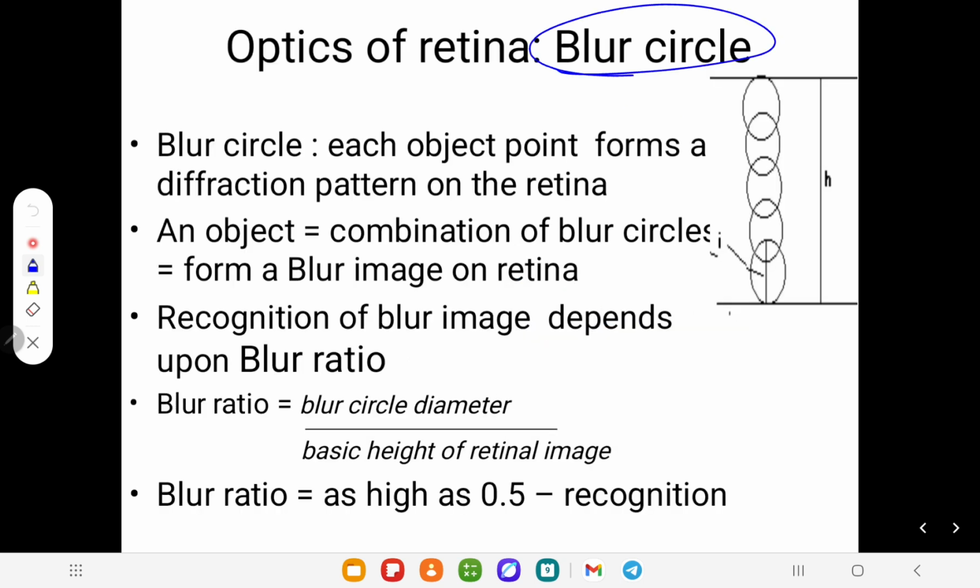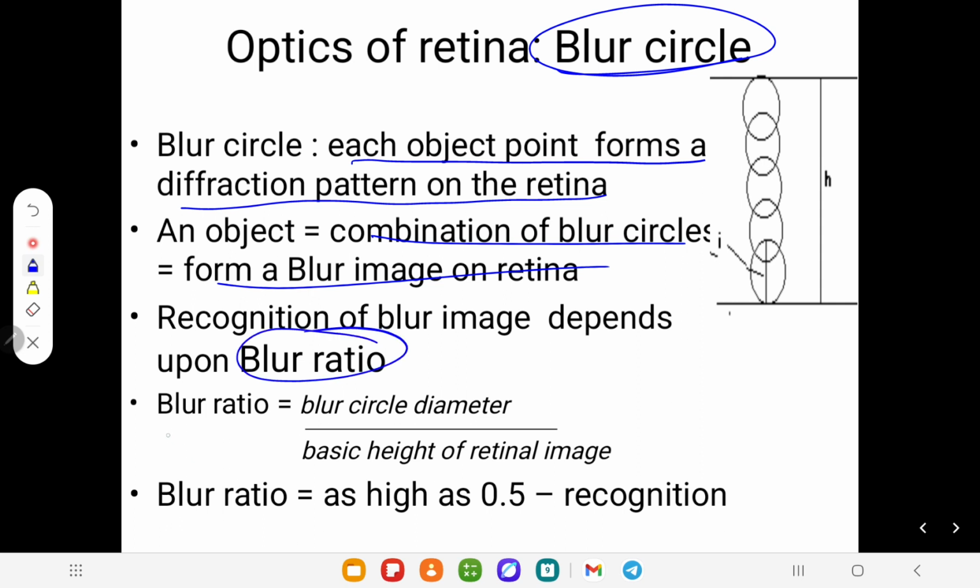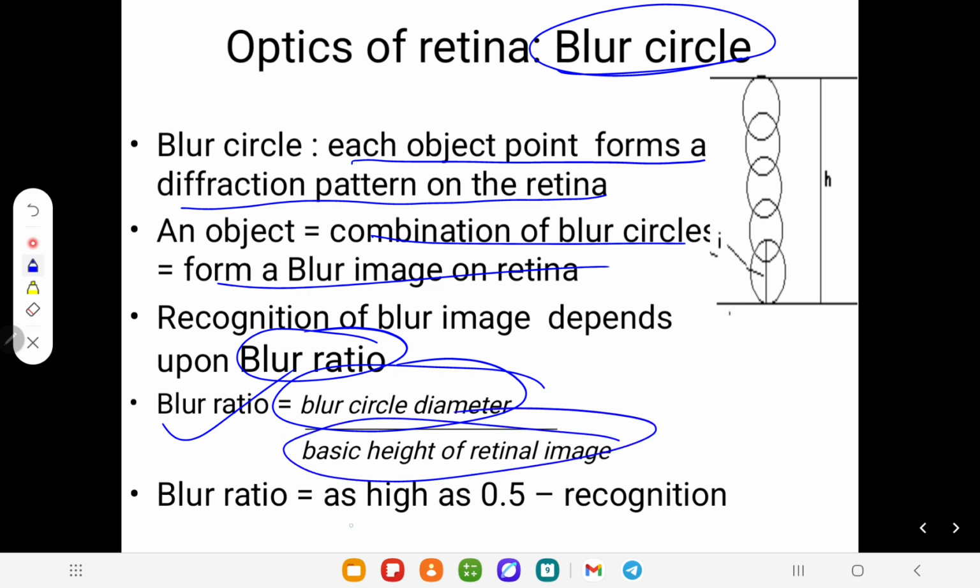In the optics of the retina, the blur circle, as I have already told you, the retina works on the blur circle. Each object point forms a diffraction pattern on the retina, and we will definitely talk about this in the next video on visual acuity. So an object is a combination of blur circles forming a blur image on the retina, isn't it? The recognition of the blur image depends upon the blur ratio. And what is the blur ratio? That's the important point. Blur ratio is the blur circle diameter divided by the height of the retinal image. Recognition is possible when the blur ratio is as high as 0.5.